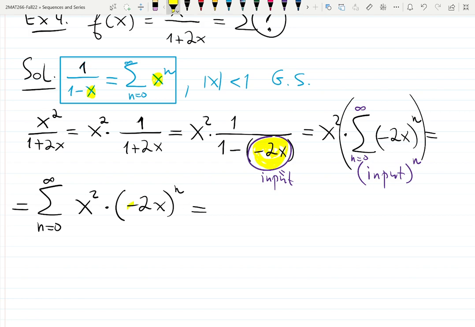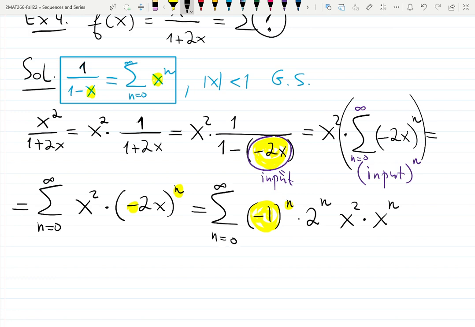Okay, the negative sign tells me it is an alternating series. So I will put the sum of minus 1 to the n because I see the negative sign right away. Make sense? Maybe a little bit too fast, let me know. Then 2 to the n, and x. What's happening with x? X squared and x to the n. That's what we have here, from 0 to infinity.